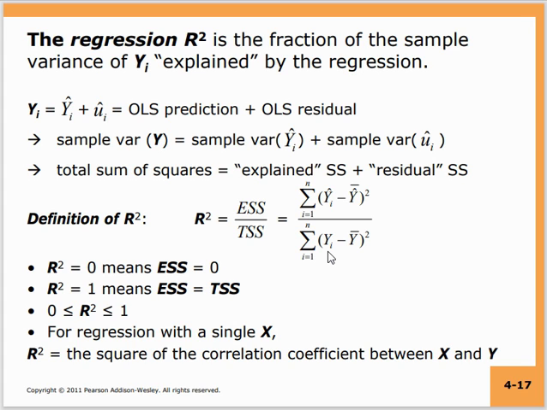So in the numerator you have yi hat minus y bar whole square, in the denominator you have yi minus y bar whole square, and this is known as the regression r square, or it is also sometimes known as the coefficient of determination when there is only one explanatory variable. Okay, this is also known as the coefficient of determination.